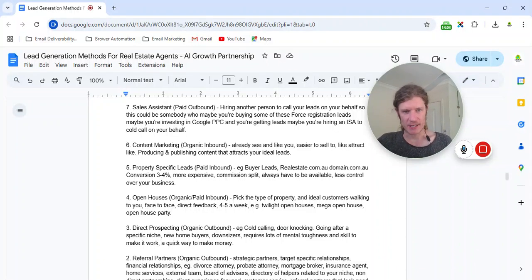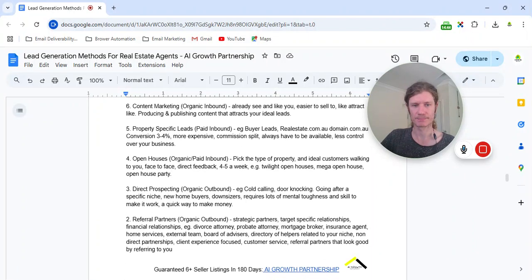So specific property leads, so paid inbound source via leads from popular real estate websites, for example, realestate.com.au and domain.com.au. The conversion rate is around 3 to 4%. They're more expensive, and in some cases, you will be required to do a commission split. You always have to be available, so there's less control over your business. Basically, leads are going to come in when they come in, and you're going to have to deal with it then and there. And so that is number 5, buying leads.